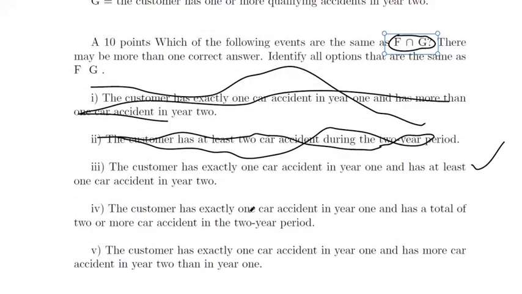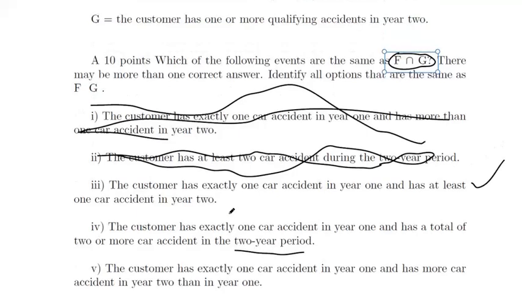4, the customer has exactly 1 car accident in year 1. That's fine. That's F. And that's good because that's the intersection operator. Has a total of 2 or more car accidents in the 2-year period. So this one's also correct because it's in the 2-year period. At first I thought it was saying in year 2, but that says 2-year period.